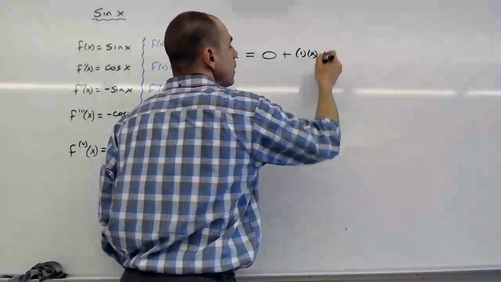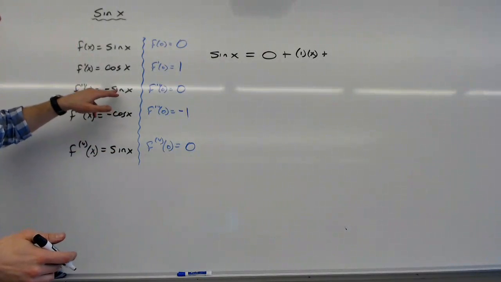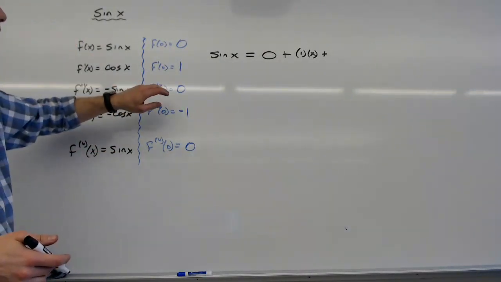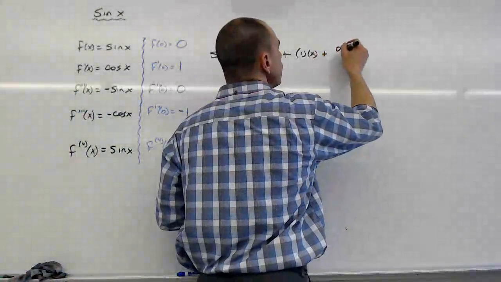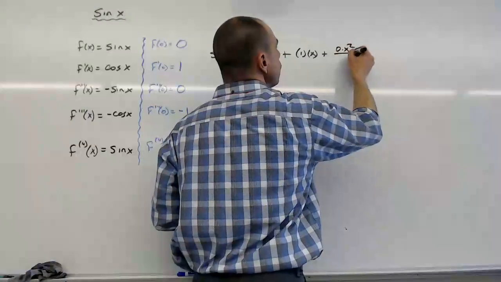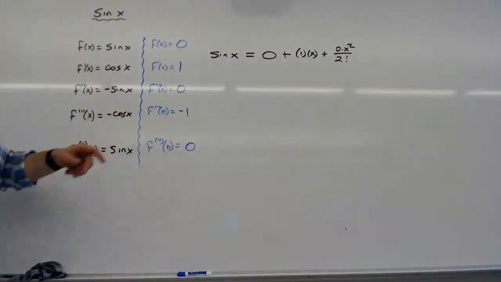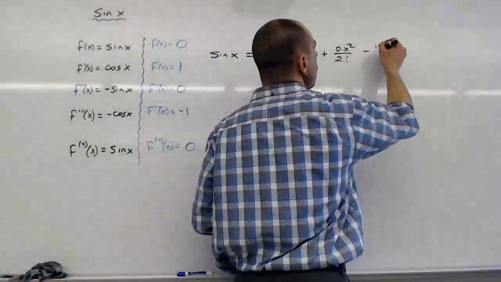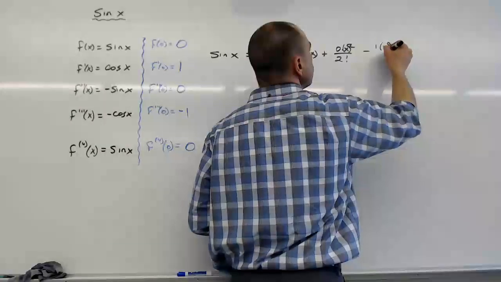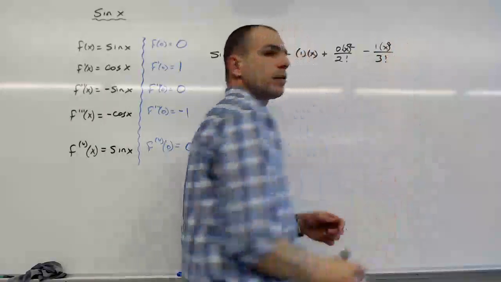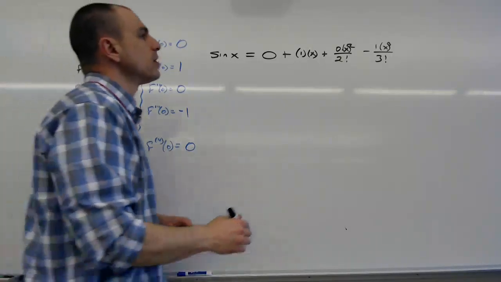All right. Plus. Now we go to our second term. Or rather, when n is 2. That means we're looking at our second derivative. And we see again that we have 0. So we have 0 times x squared over 2 factorial. Now to our next derivative, negative 1. All right, so minus 1 times x cubed over 3 factorial.